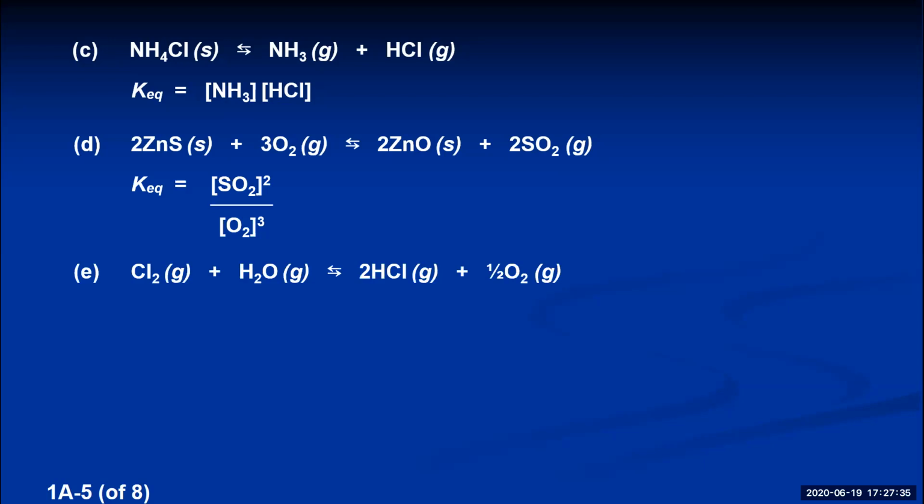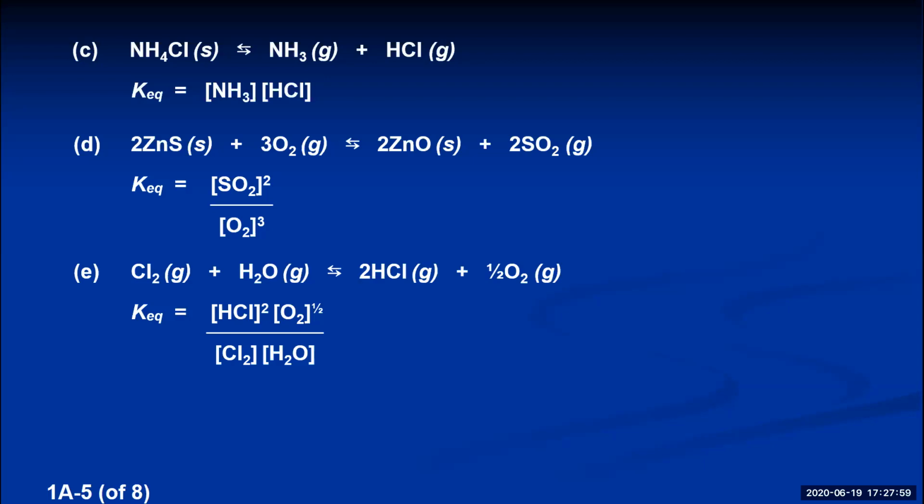For E, we have a concentration of HCl squared multiplied by the concentration of O2 to the 1/2. So this is the first fractional coefficient we've seen, and the rules are just the same. Whatever the coefficient is, that becomes the exponent in the equilibrium constant expression, divided by the concentration of Cl2 multiplied by the concentration of H2O.